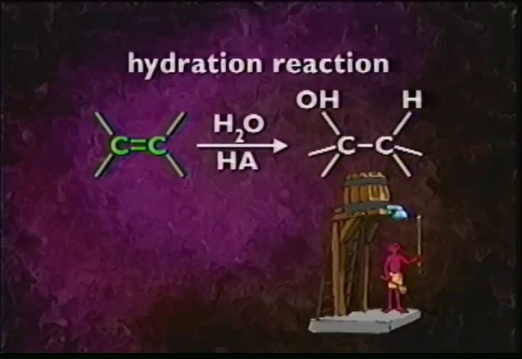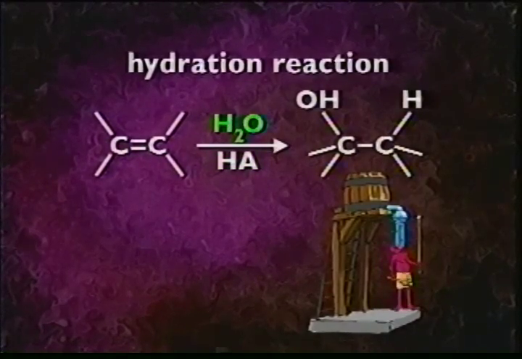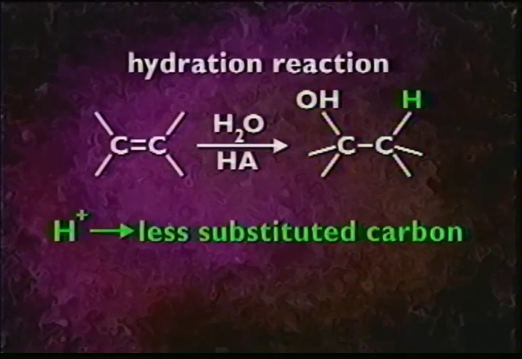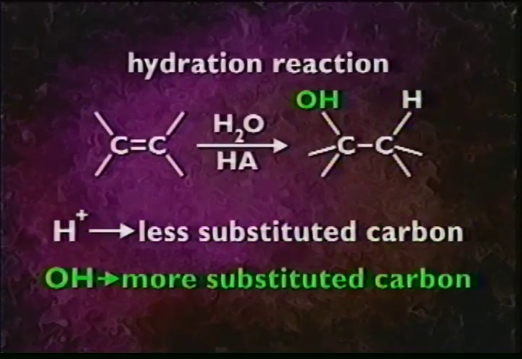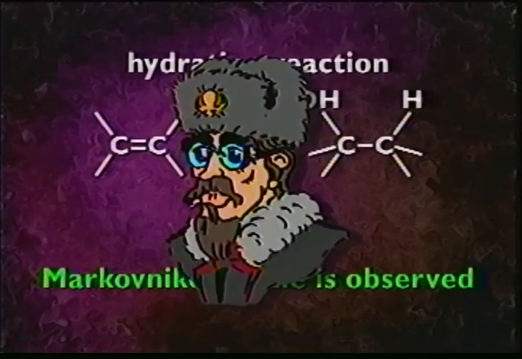An alkene in the presence of an acid catalyst, HA, and water yields an alkane with a proton on the less substituted carbon and an OH group on the more substituted carbon. The addition follows Markovnikov's rule.